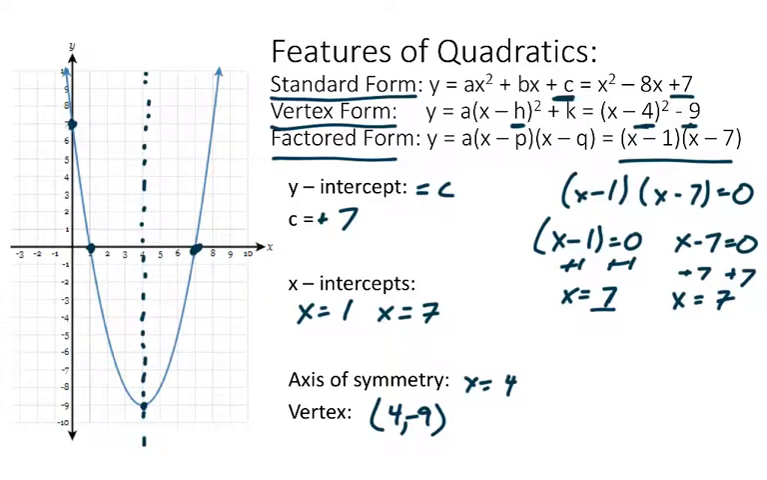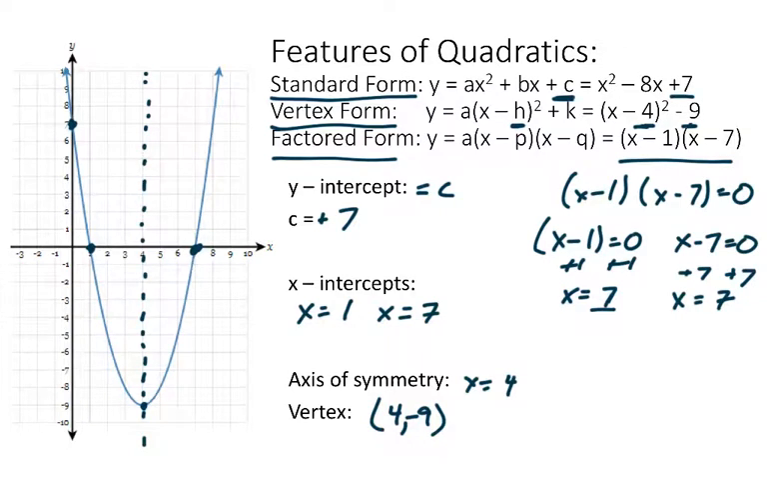So different forms, I hope you can see, reveal different things about the graph. The axis of symmetry and the vertex are revealed by vertex form. Standard form gives you the y-intercept, and factored form is easiest for finding the x-intercepts.